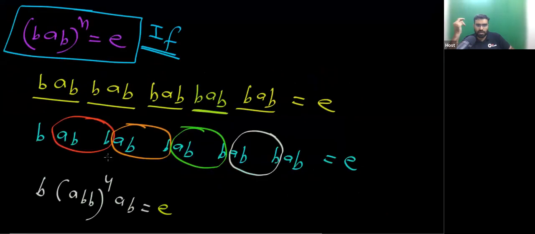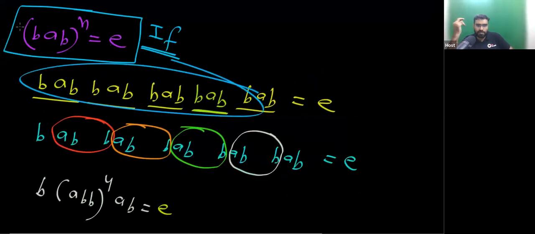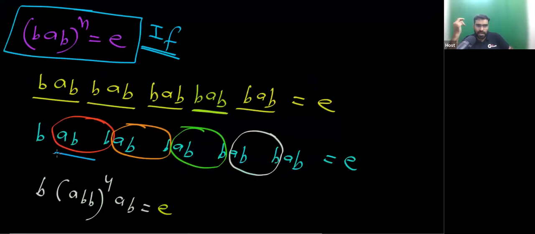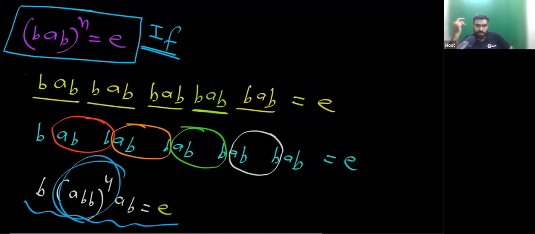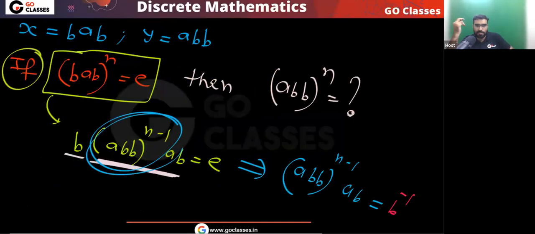Please understand. If I open it 5 times, I will get ABB, ABB, ABB, ABB, 4 times. So I will get this equation. I can say I am getting ABB n minus 1 times.